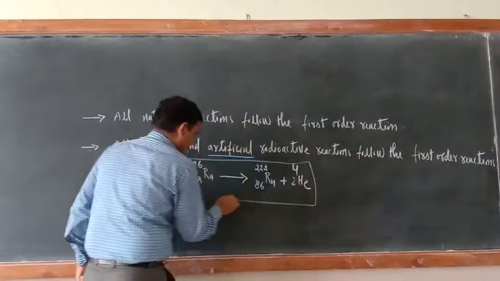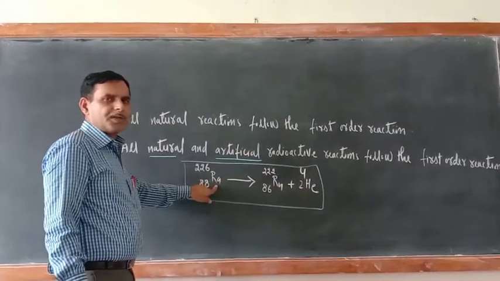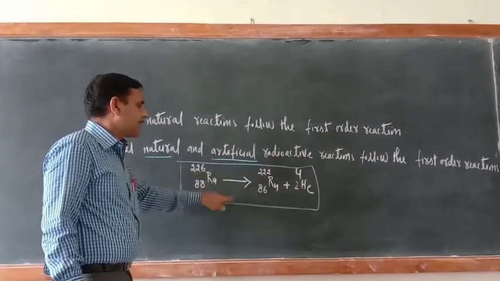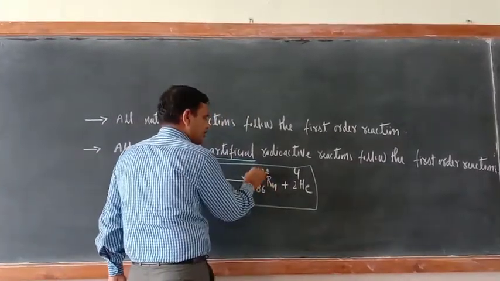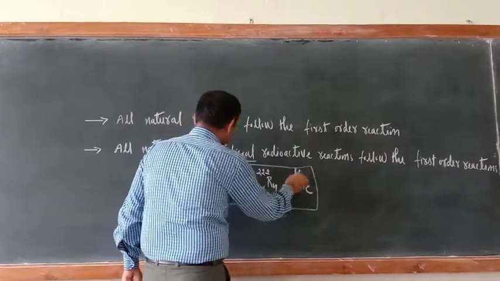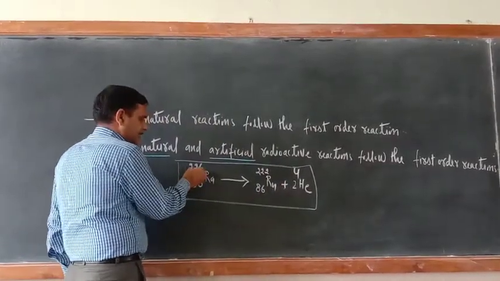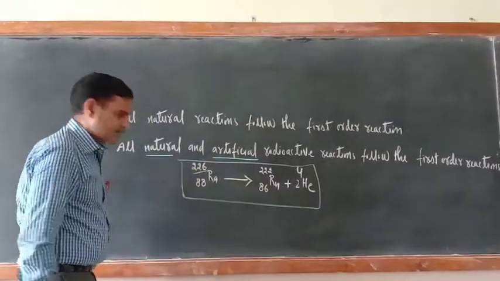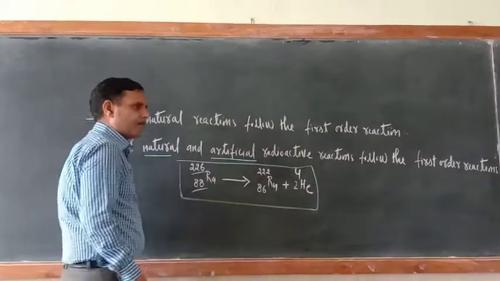So this is one example of a radioactive substance. Radium, you know, radium is a radioactive substance. When it disintegrates, it forms radon, 86-222, plus 2He4. The number written above, as a superscript, is the mass. Mass means what? Atomic mass. And the one written as a subscript is the atomic number.